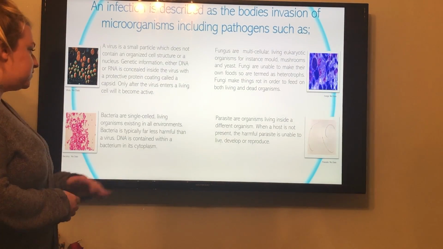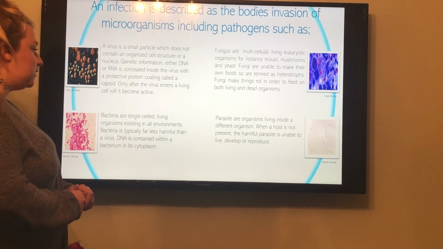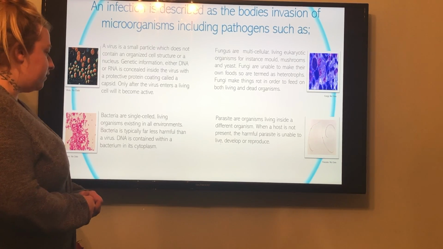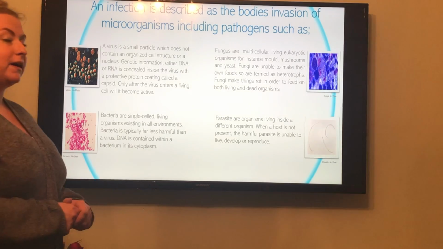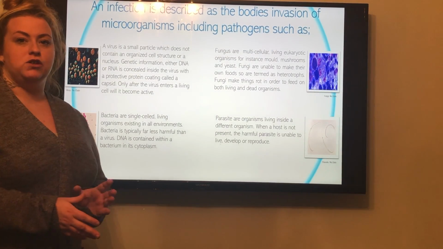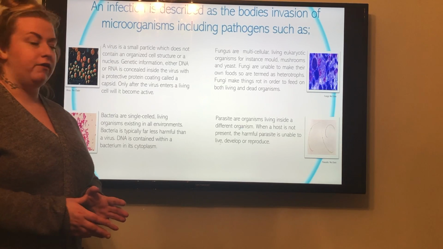Next is bacteria, single-celled living organisms existing in all environments. Bacteria is typically far less harmful compared to a virus, and DNA is contained within a bacterium in the cytoplasm. Bacteria include things such as urinary tract infection and diphtheria.